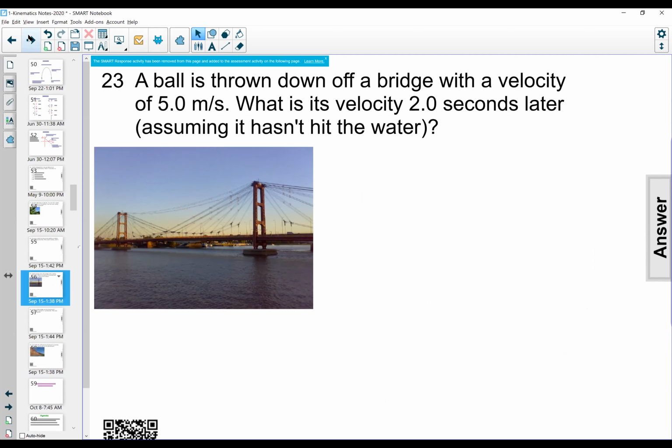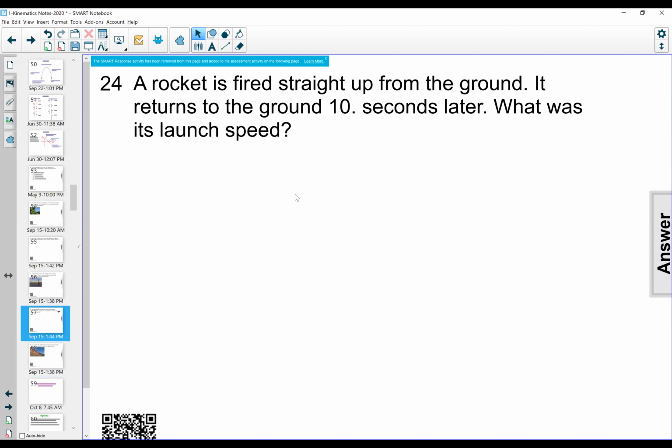Last two then. Here's one that's a little trickier. A rocket is fired straight up from the ground. It returns to the ground 10 seconds later. What was its launch speed?